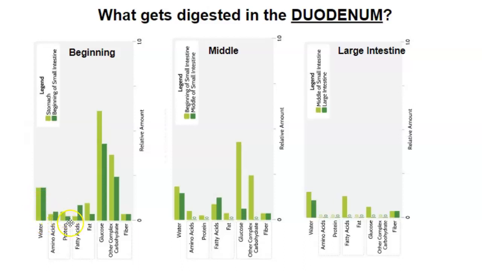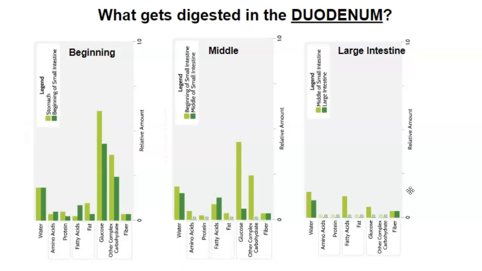Notice, take a look at all of my columns here. A whole bunch of them are moving. Proteins, fats, carbs. By the time it gets to the large intestine, what happens? There's not a lot left. Well, where did they go? They had to get absorbed. So that's what we're going to look at next.